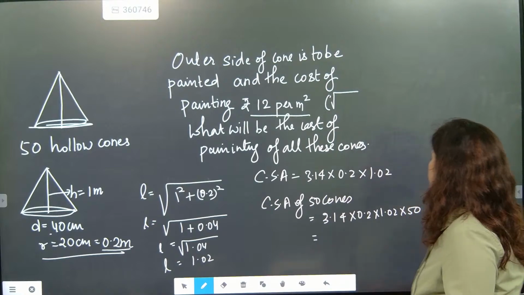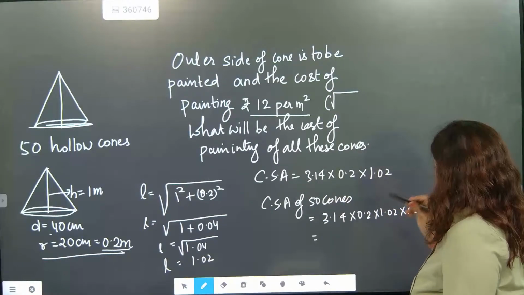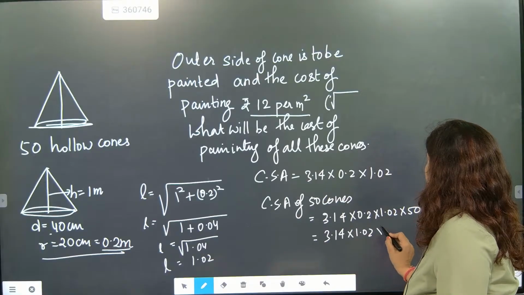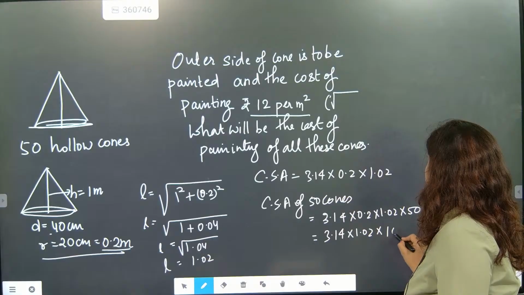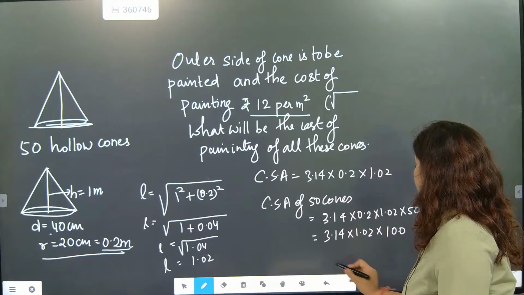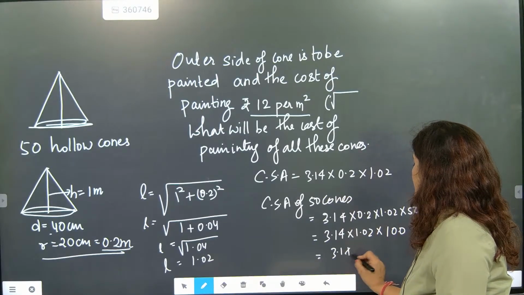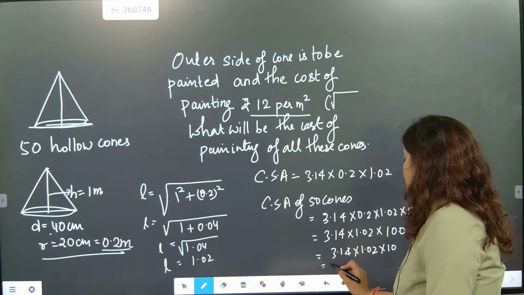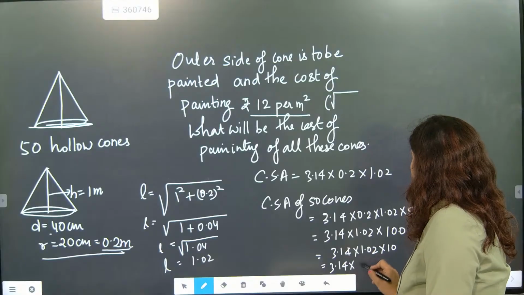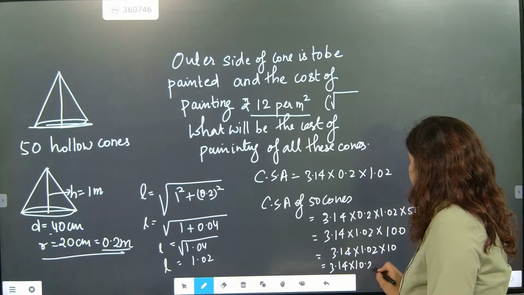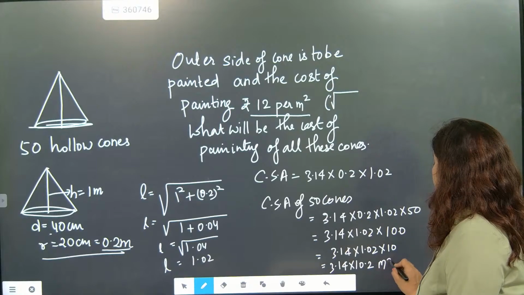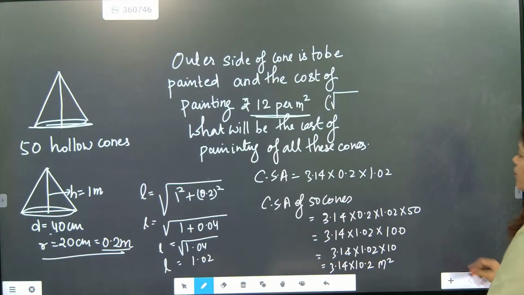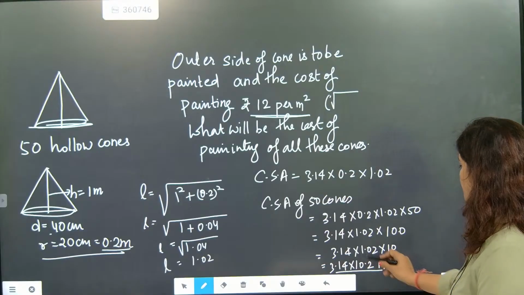Okay. So this part is coming as total. This is coming as 3.14 into 1.02 into 50 by 5 is 10, so 0.2 into 50 is 10. So here it is coming 3.14 into 1.02 into 10. Okay. So now it is coming as 3.14 into 10.2, because this 10 will shift, it will become 10.2. So this much square meter is the curved surface area, and beta, they are telling 12 rupees per square meter is the cost. So for 50 cones, in meter, this much is the area.